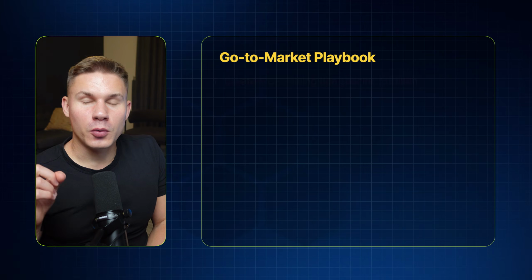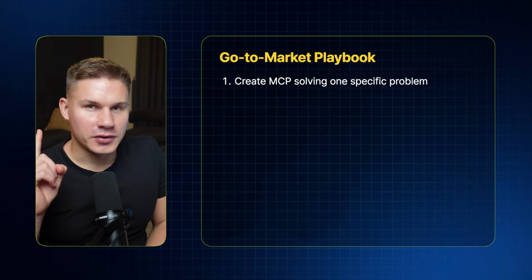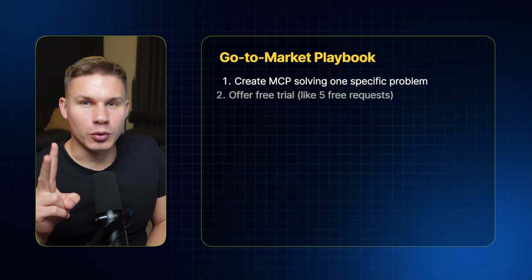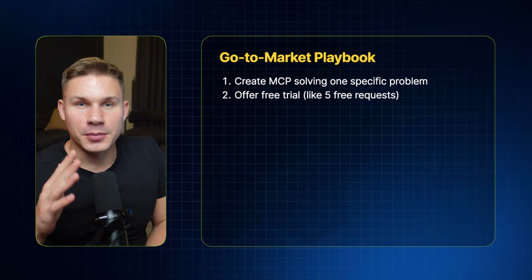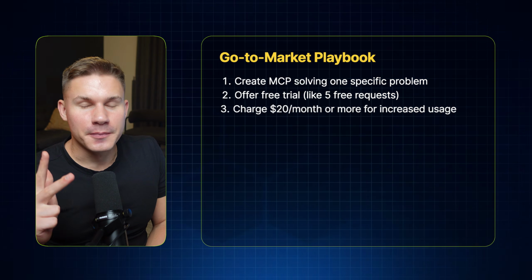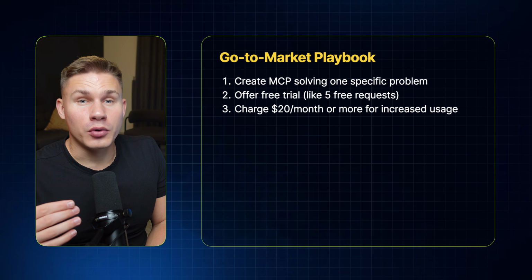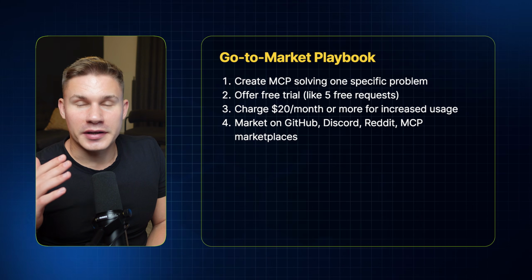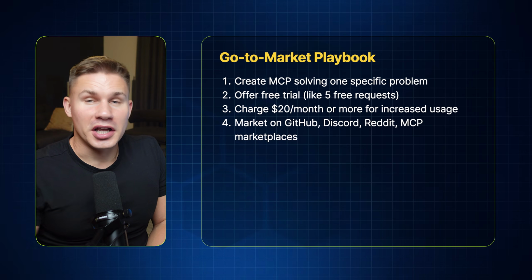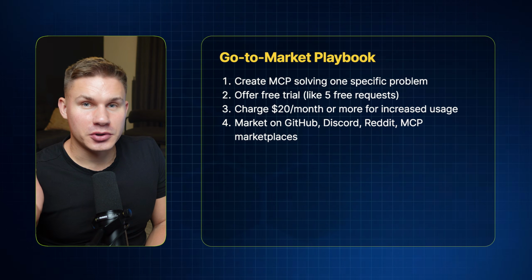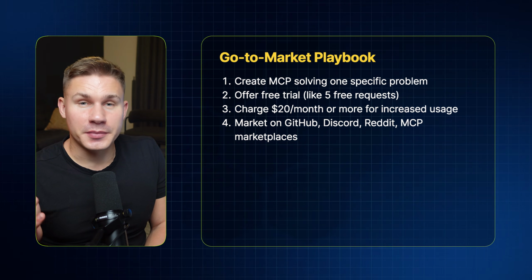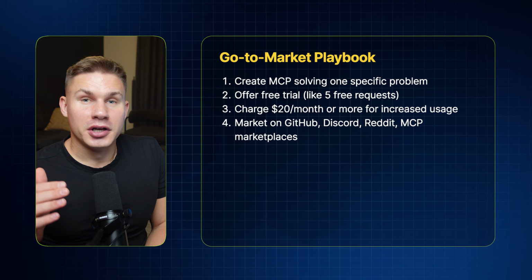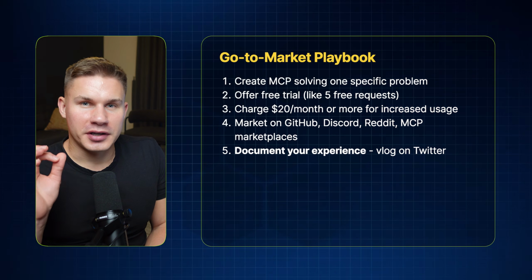Okay, now let's quickly combine all of this together in a go-to-market playbook that you can follow right now. Number 1, create an MCP that solves one specific problem. Number 2, offer a free trial, for example, 5 free requests. Number 3, charge $20 per month or more for increased usage. Number 4, market on communities like GitHub, Discord, Reddit, and post it on marketplaces like MCP.so, Cline, MCP Market, Smithery, Glama, and others.